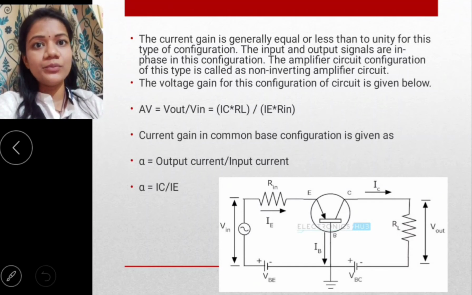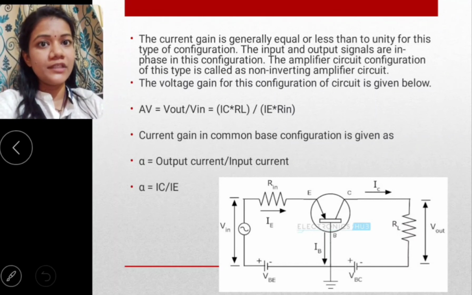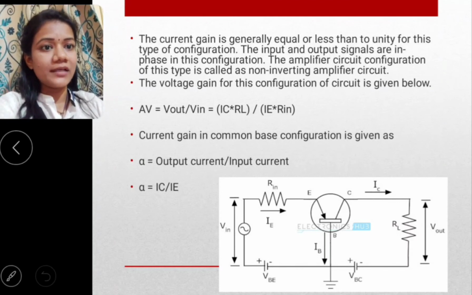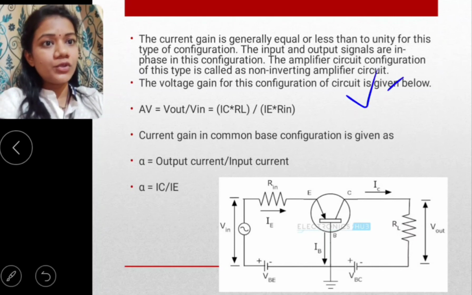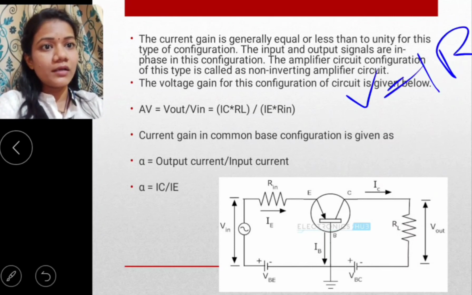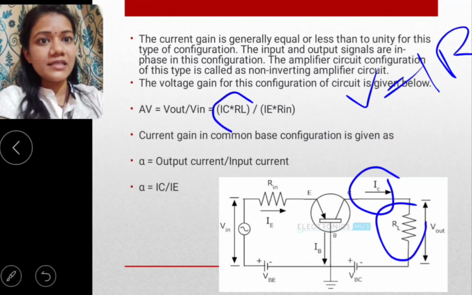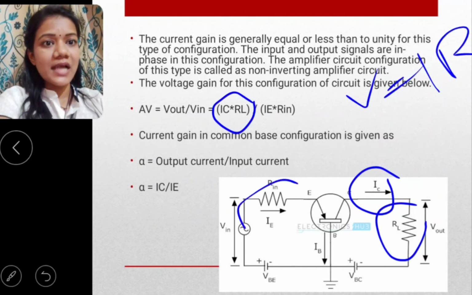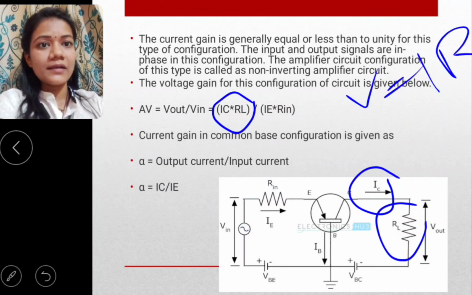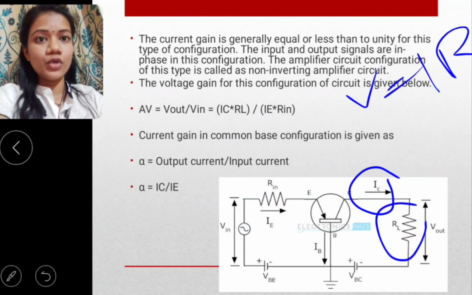Voltage gain is output voltage upon input voltage. So voltage gain AV is equal to Vout, your output voltage, divided by Vin, that is input voltage. Vout is IC into RL, because V is equal to IR. So Vout is the output current IC and resistance RL, so IC into RL, and input is IE into RIN. So this is the voltage gain.